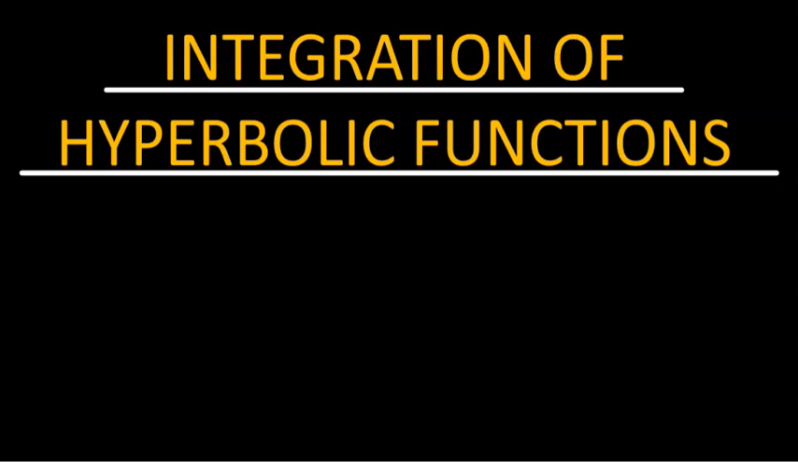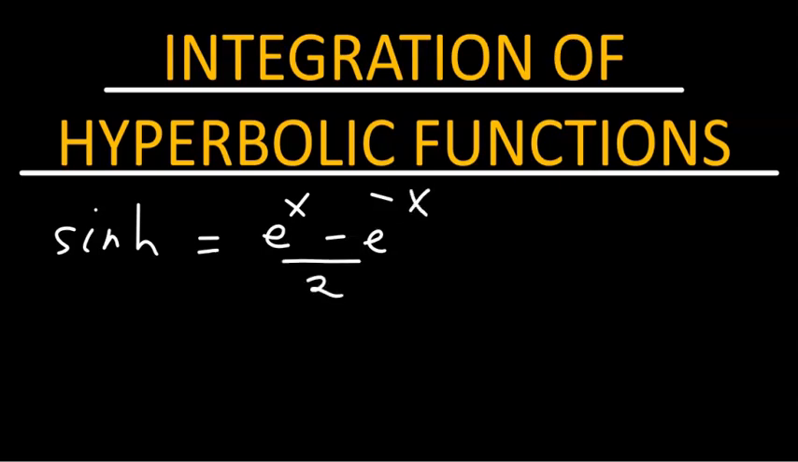In this video, we shall look at how to integrate hyperbolic functions. First, a brief introduction. Here are some definitions. Hyperbolic sine can be written in terms of exponential functions in the following manner: e to the power x minus e to the power minus x over 2.